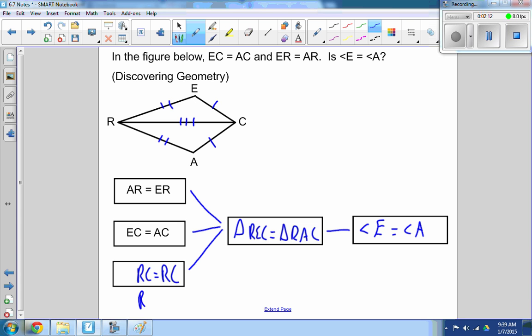So we've got reflexive here. I'll fill it in. Here we've got side, side, side. And then we've got corresponding parts of congruent triangles are congruent. So it's a little bit easier than two-column proofs. That's a little bit more visual representation.